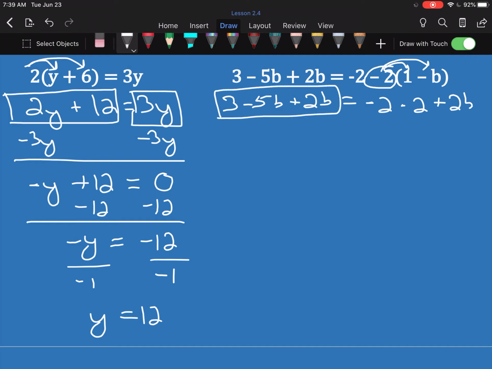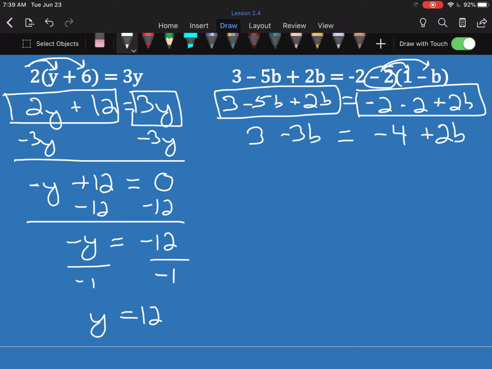Box both sides. In the left-hand box, there's a negative 5b and a positive 2b. Those are like terms. They can be combined. This side is actually 3 minus 3b, because negative 5b plus 2b is negative 3b. In the right-hand box, there's a negative 2 and another negative 2. They can be combined. Negative 2 minus 2 is negative 4. The 2b is just there.